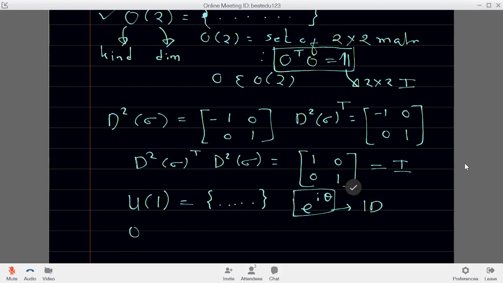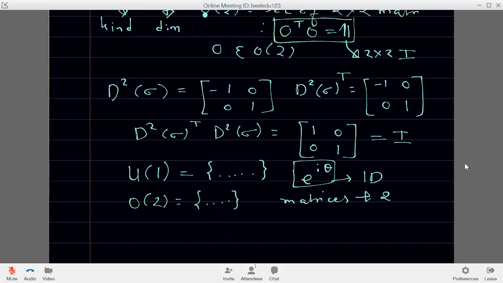Now when I wrote O2, you should remember that O2 is a set of elements. Here, the elements are 2 cross 2 matrices. They look different from U1. These are matrices, and the matrices are 2 cross 2, that's why there is a 2 here. And then they satisfy a special condition: any matrix O which belongs to this set, if you take its transpose and multiply with itself, you should get the 2 cross 2 identity matrix. That's the whole idea. So you are mapping group elements from the group to matrices.